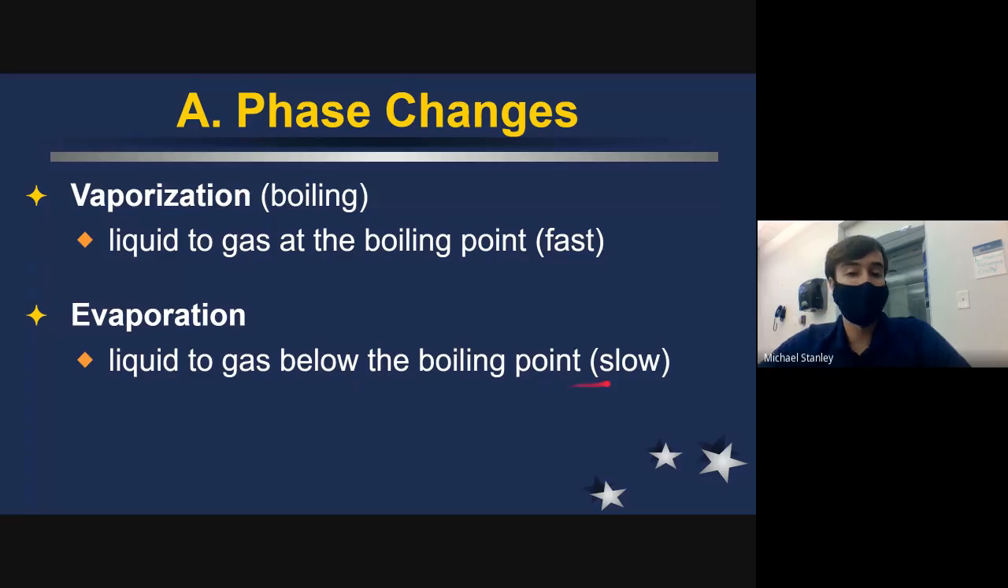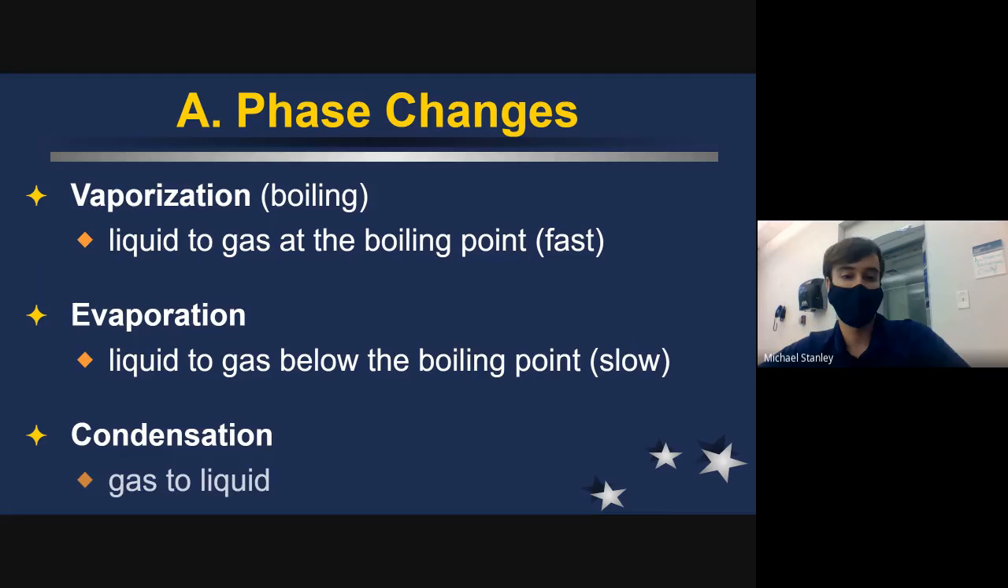But it's a much slower process. So it'll happen over a pretty long period of time. Finally, if we want to go from gas that's zooming around, floating in the air, back down to a liquid, then we have condensation. So condensation is what happens when we have a gas and we cool it down enough to become a liquid.